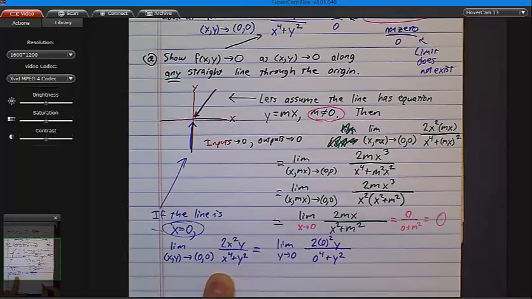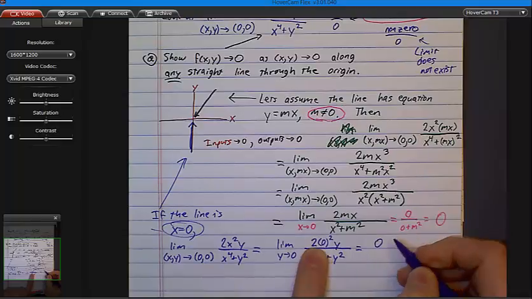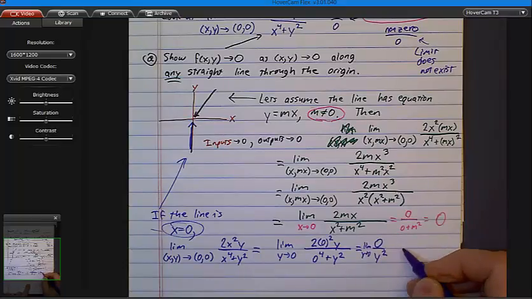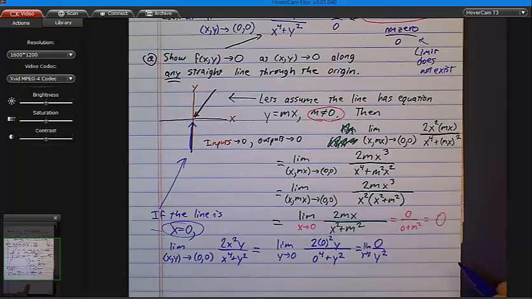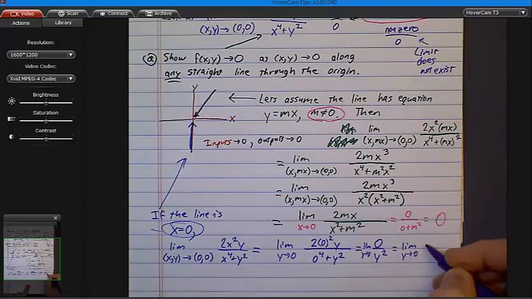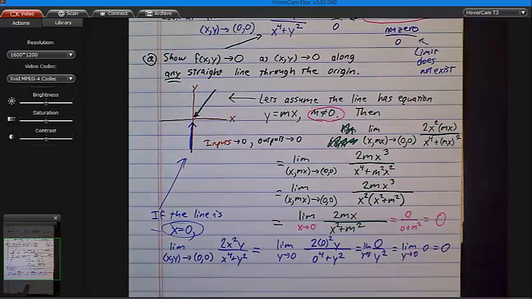Does it make sense? So I get 0 in the numerator over y squared, limit as y approaches 0 of 0 over y squared. That's a little interesting to me. But 0 over y squared is 0 for any nonzero y, so it's the limit as y approaches 0 of 0, which is 0. Because it doesn't matter what happens at the point for limits, it matters what happens near the point.